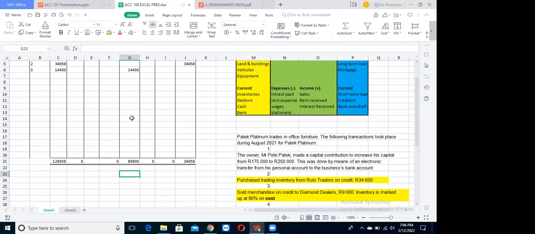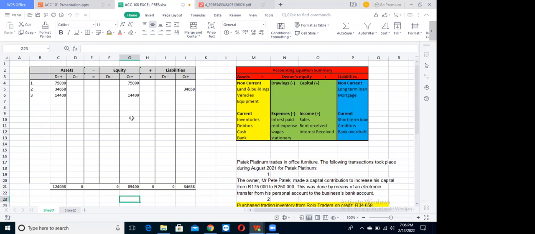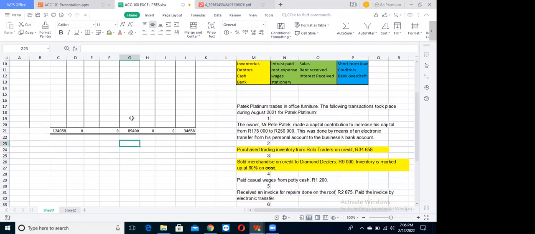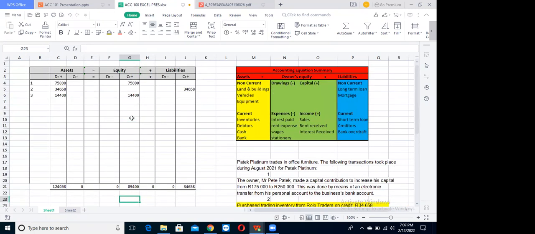So that's it about the accounting equation. You just have to continue with the process of how you deal with the transaction and balance your accounting equation. The most important topic in accounting.